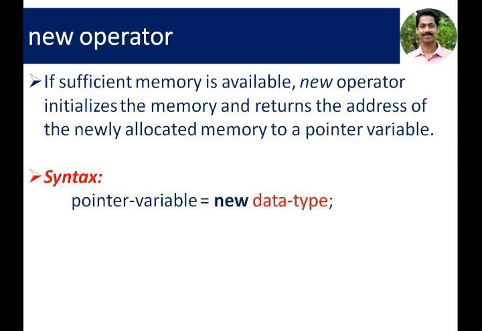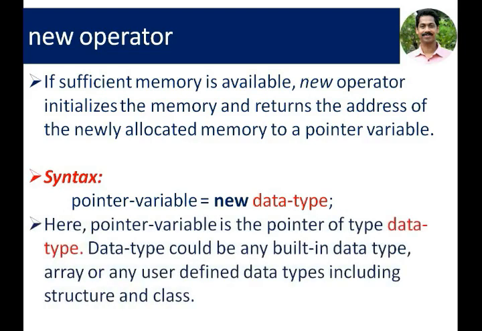The pointer variable equals new data type. New is the operator. Data type is the type of data we are going to allocate dynamically. The size will be calculated and that number of bytes will be allocated and its address will be assigned to the given pointer variable. The variable must be an integer pointer.